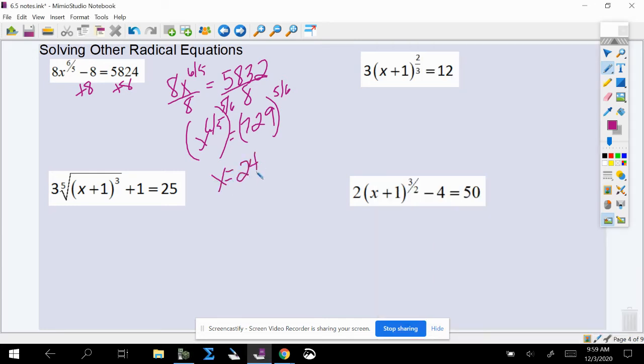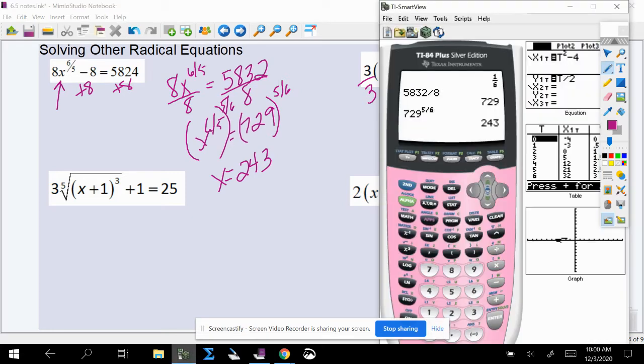And again, we can check my work by taking that 243 and putting it back into the original equation where x is. The next ones have some smaller numbers. So the next one, we need to isolate the entire piece that has the fraction power. So we're going to divide by 3. So we get x plus 1 to the 2/3 equals 4. Then we're going to take both sides to the reciprocal power, which would be the 3/2 power.